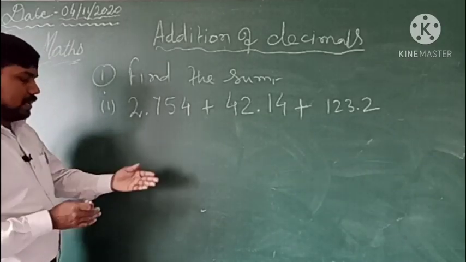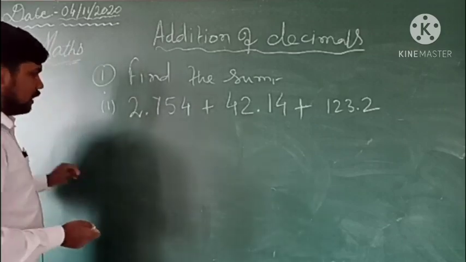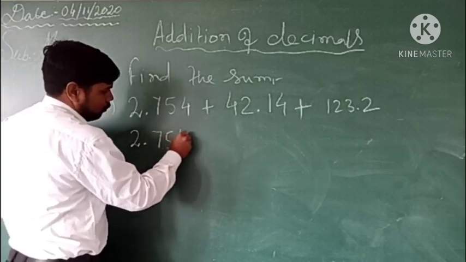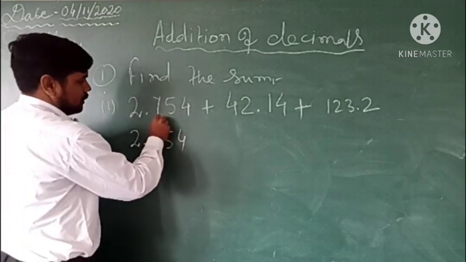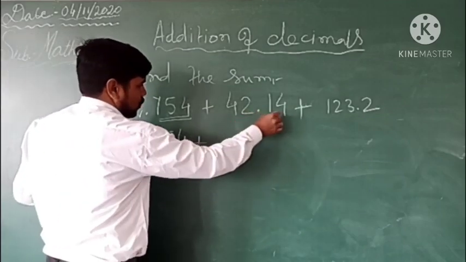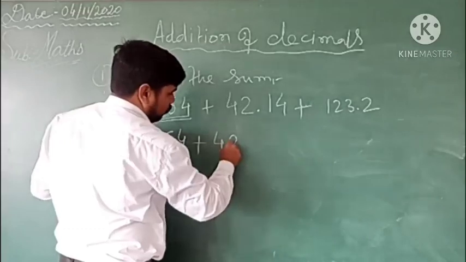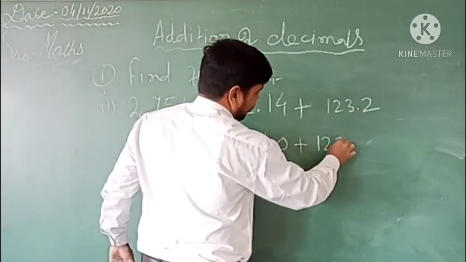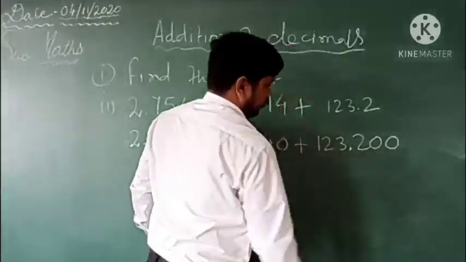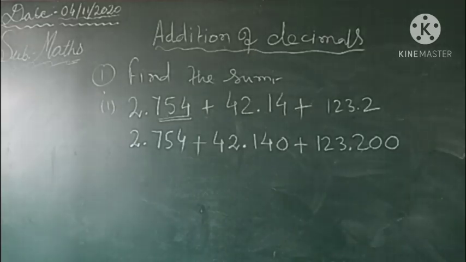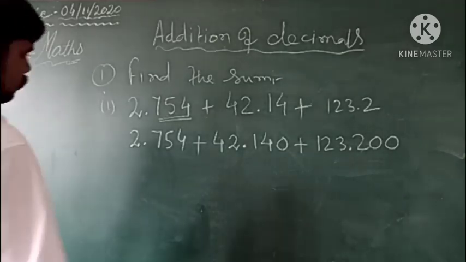So how can we do it, we have learned this before. 2.754 has the most digits after the decimal, 3 digits, and in this we have 2 digits, so one 0 will be put, so 42.140 it will be, and then this will be 123.200. Why have you put the zeros? Because to make all of these equivalent decimals, right? So now we will add this.